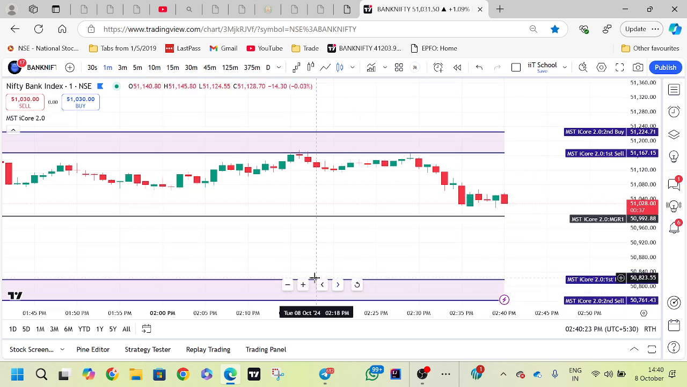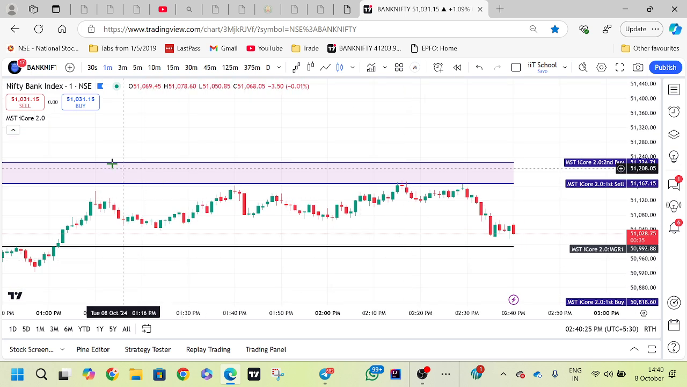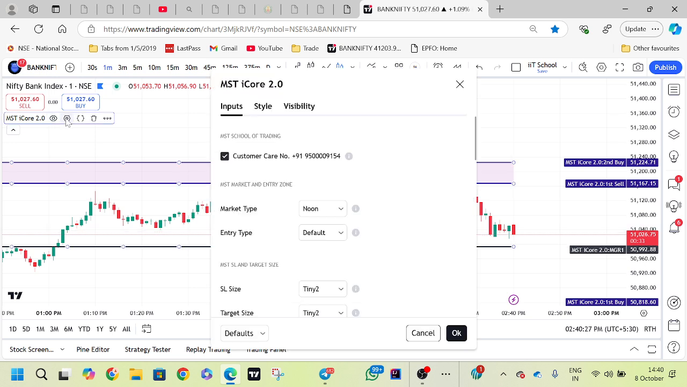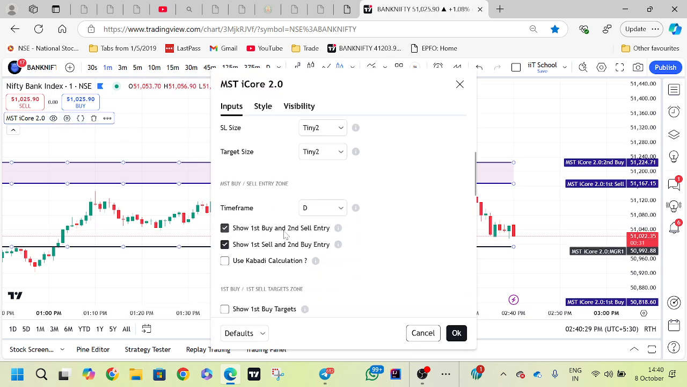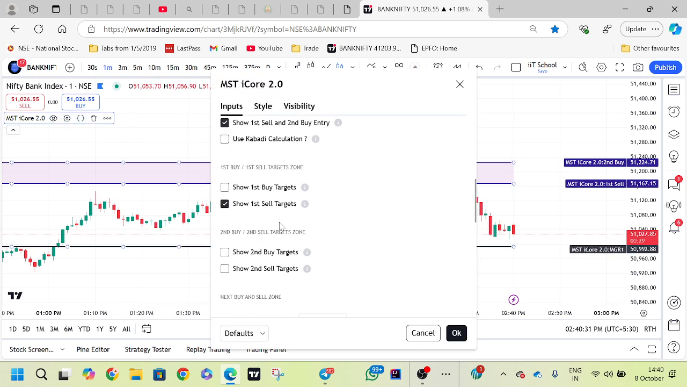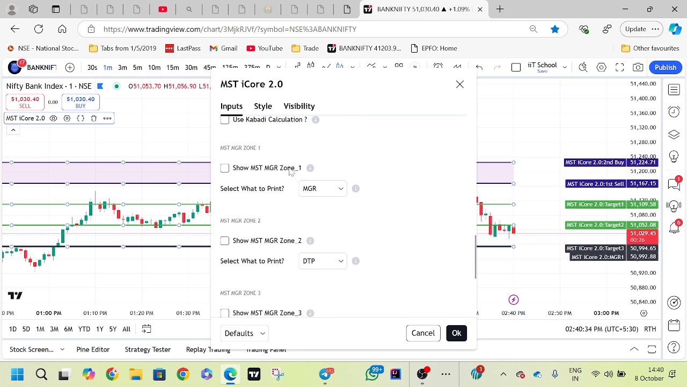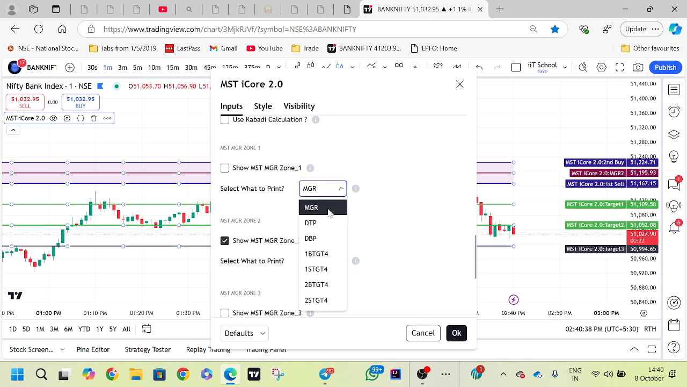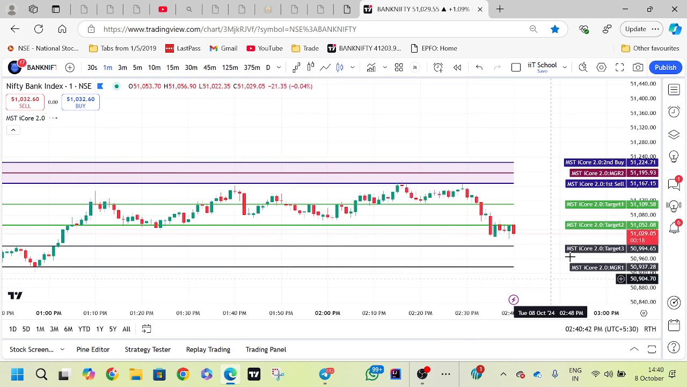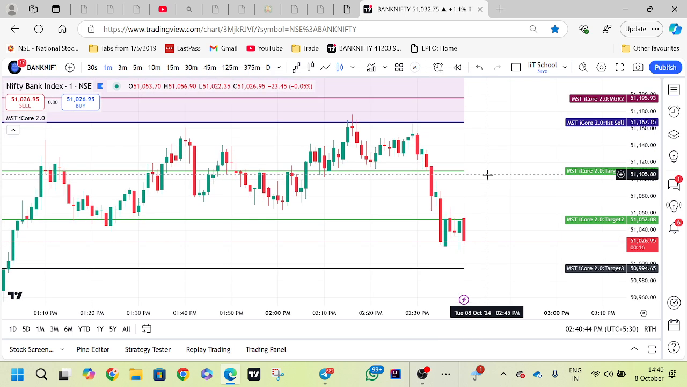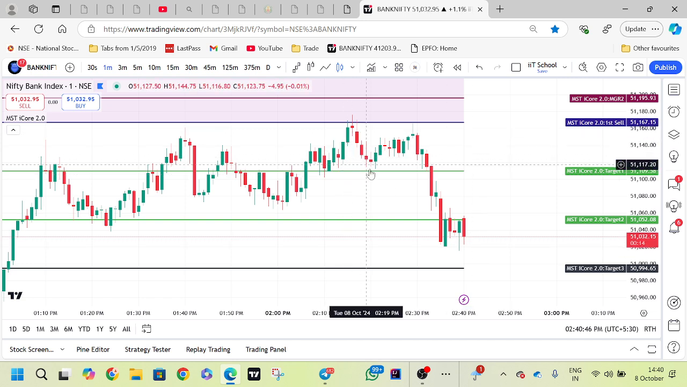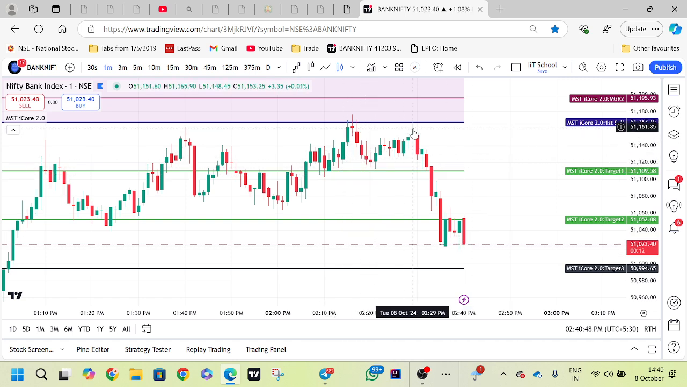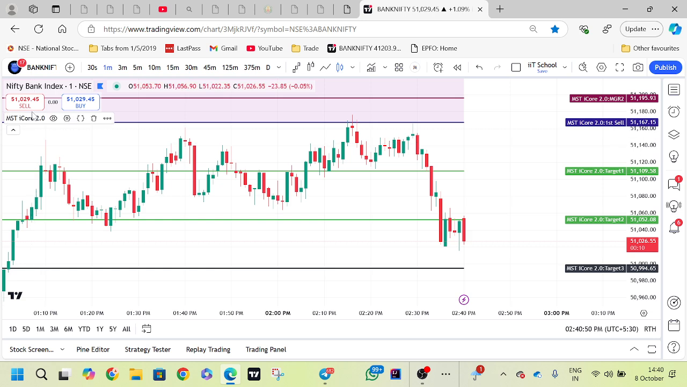How are you saying, sir, all the targets given? Go to the settings. Here click. Since sell activated, remove the buy, enable the sell. That's all. If you want, you can enable one extra target, only if you want, otherwise not compulsory. See here, sell activated, first target hit, again sell activated, first target hit, second target hit.